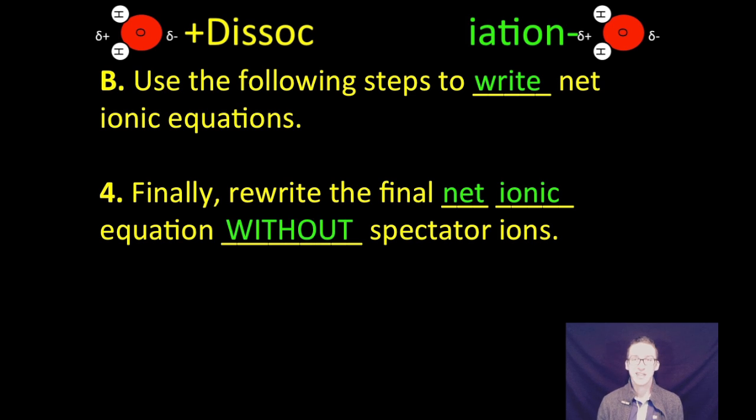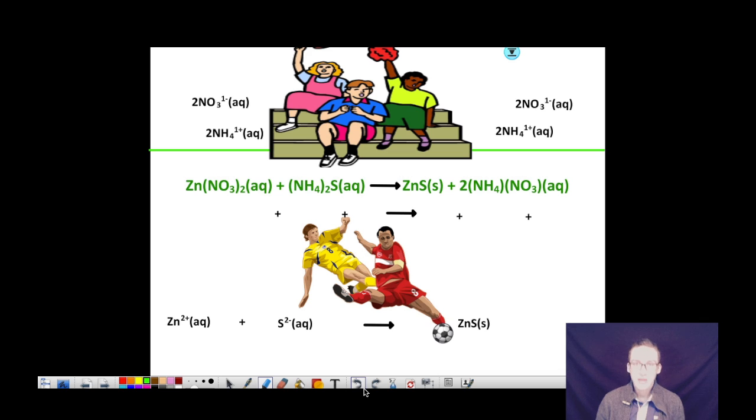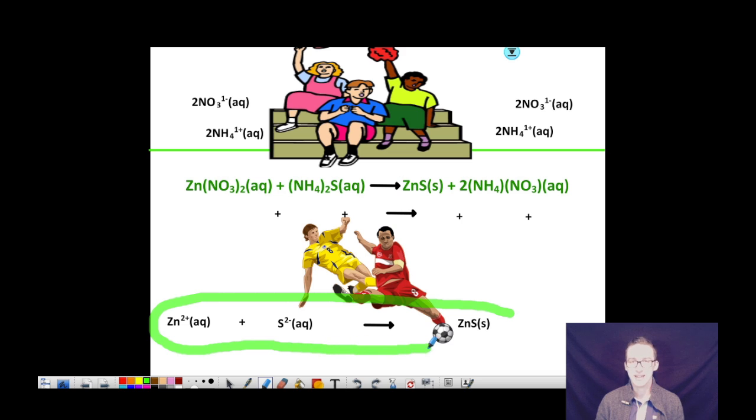Just the things that are involved in the chemistry. So my net ionic equation is what you see here. We've got the aqueous ions on the reactant side that form the solid precipitate on the product side. That is my net ionic equation.